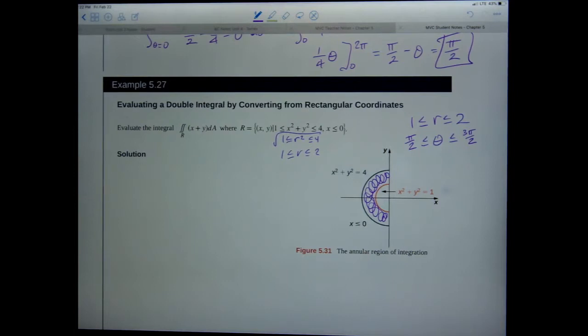Now, set up your integral. That's all I want you to do. Set up the integral.